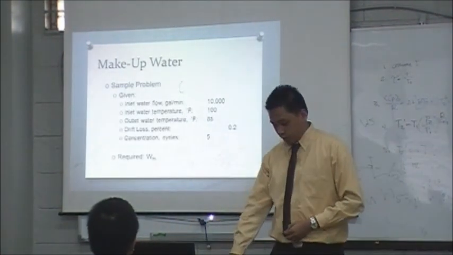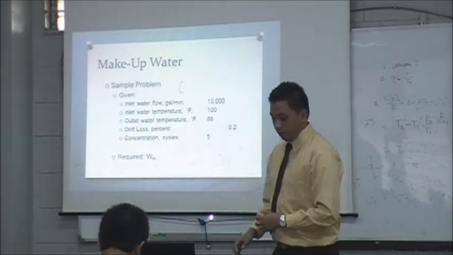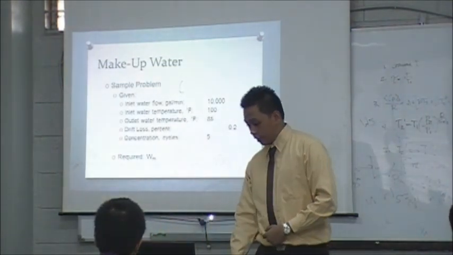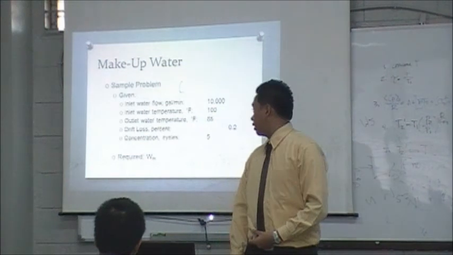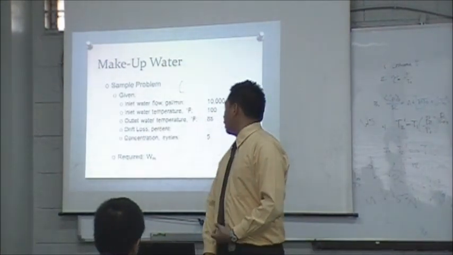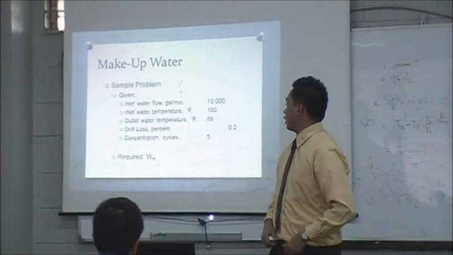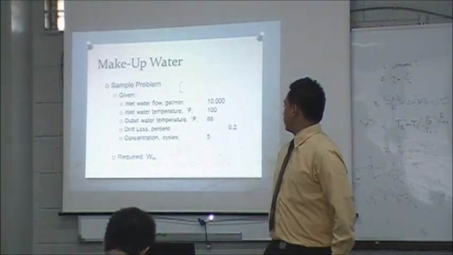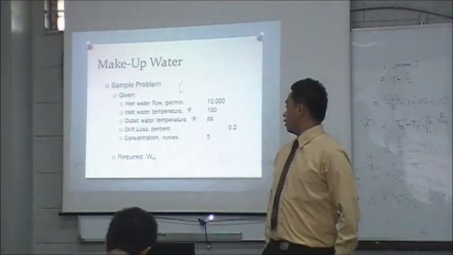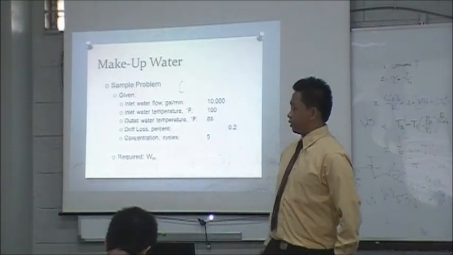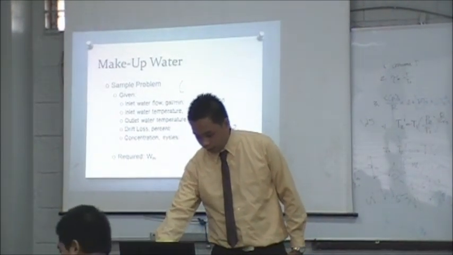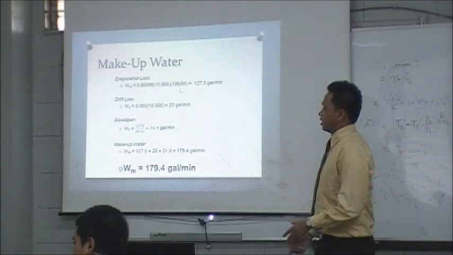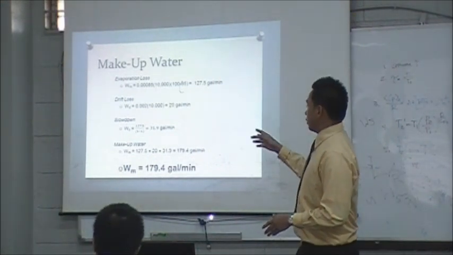And so to give us a better view of the makeup water, we'll have a sample problem. We have a given inlet water flow of 10,000 gallons per minute, inlet water temperature of 100 degrees Fahrenheit, and outlet water temperature of 85 degrees Fahrenheit. The drift loss is 0.2% and the concentration cycles is 5. We will find the makeup water. So we will go through direct substitution, wherein the evaporation loss is equal to 1.